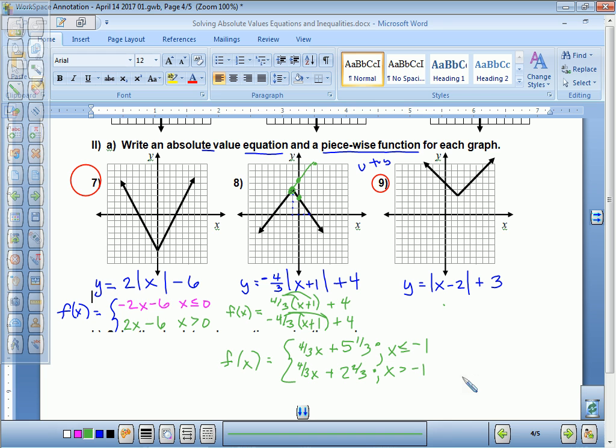Okay, so you try number 9. Write the piecewise function. You can do it graphically, you can do it algebraically. That one works both ways. Anytime I give you one like number 8, where the y-intercept is not an integer, you have to be able to do it out.